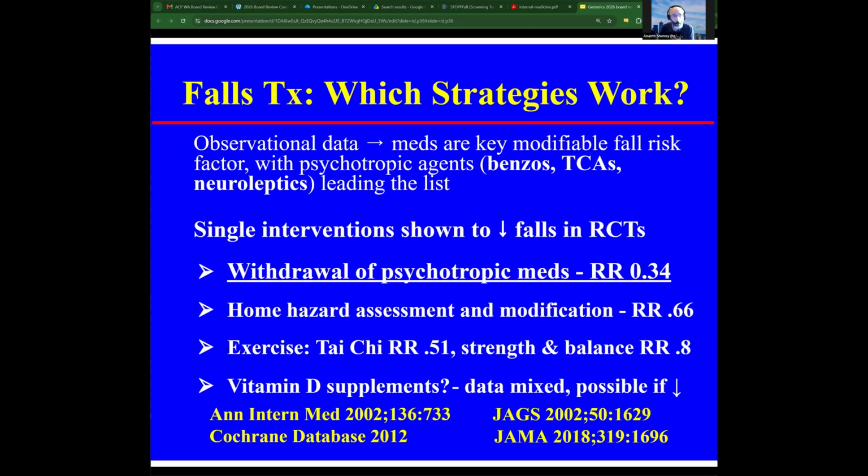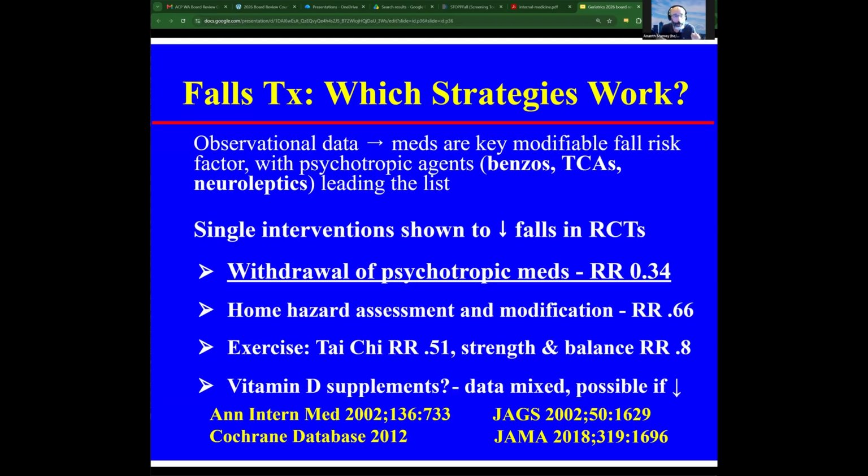So when we think about what works for reducing falls, the single most modifiable risk factor is medications. Where we can, you want to look for withdrawal of medications that are likely to contribute to falling. There are different tools to assess this. The Beers criteria are always useful. There is a more focused tool called STOPFall, which is focused on what medications we think are much more likely to contribute specifically to falling.